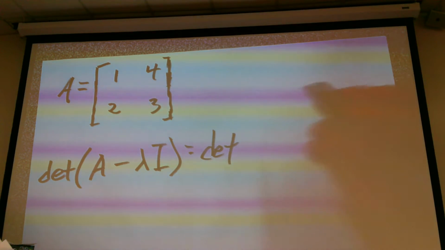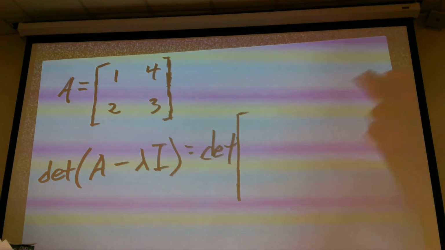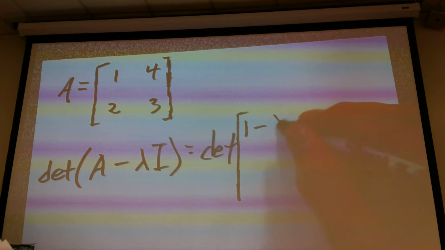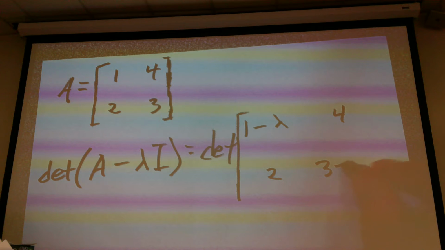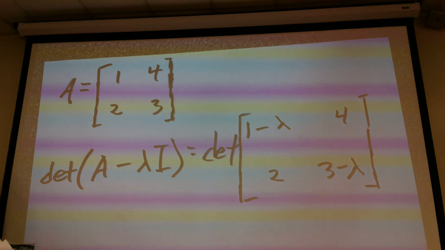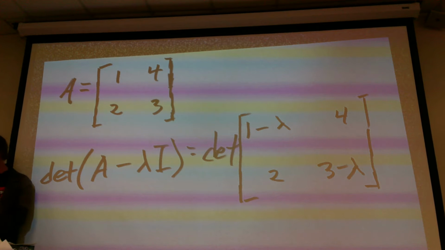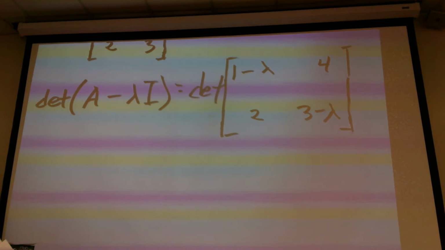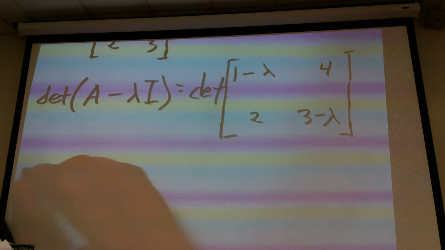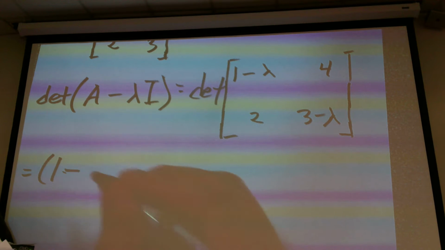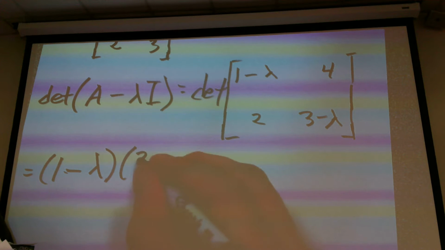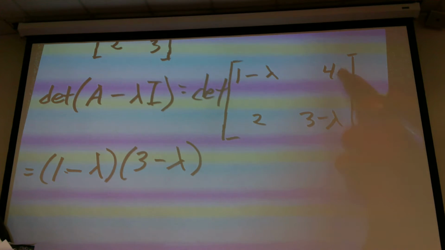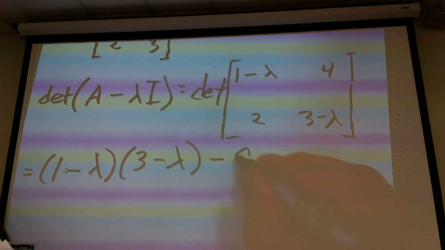Okay, so we're going to put the lambdas in the diagonals in the subtraction. That's 1 minus lambda. That still goes 2. That's 4. And that's 3 minus lambda. Okay, so that's going to equal 1 minus lambda times 3 minus lambda, and then minus 2 times 4, which is minus 8.